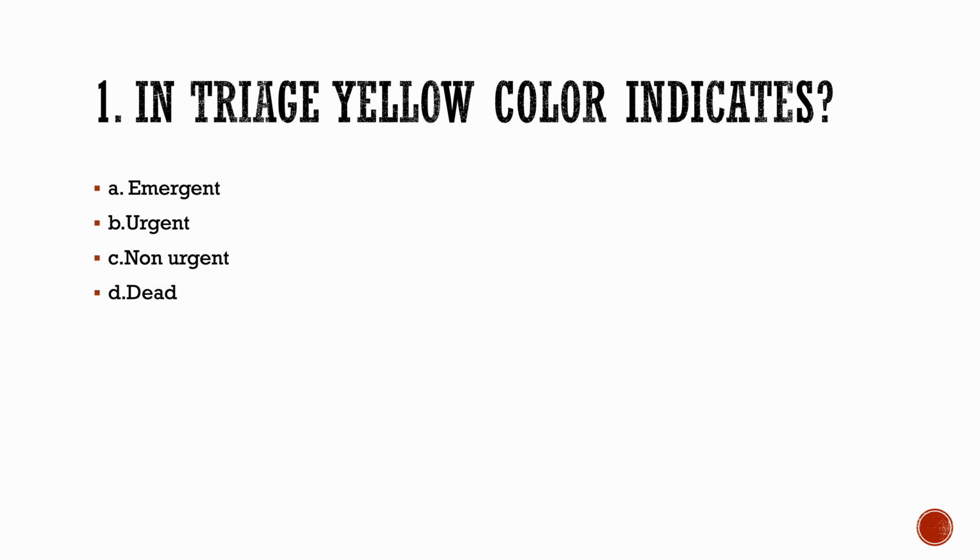The first question is, in triage, yellow color indicates what? Option A, emergent. Option B, urgent. Option C, non-urgent. Option D, dead. The answer is B, urgent.